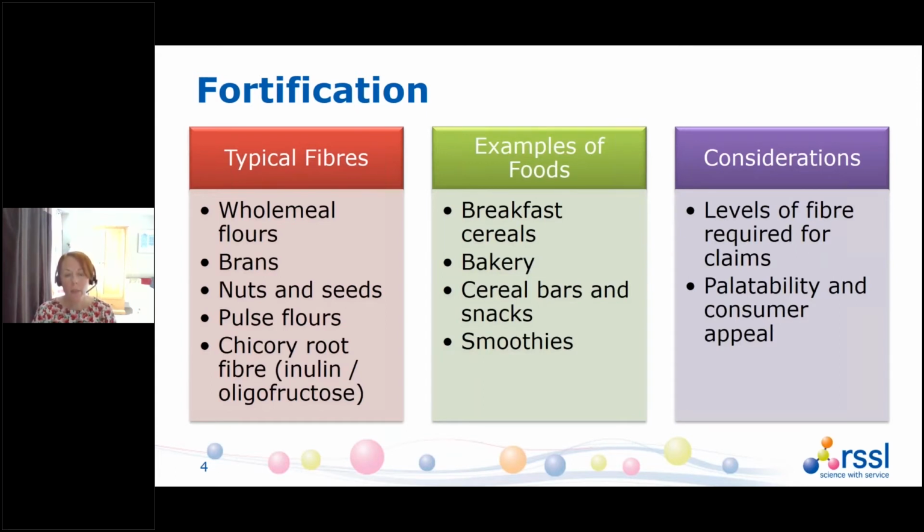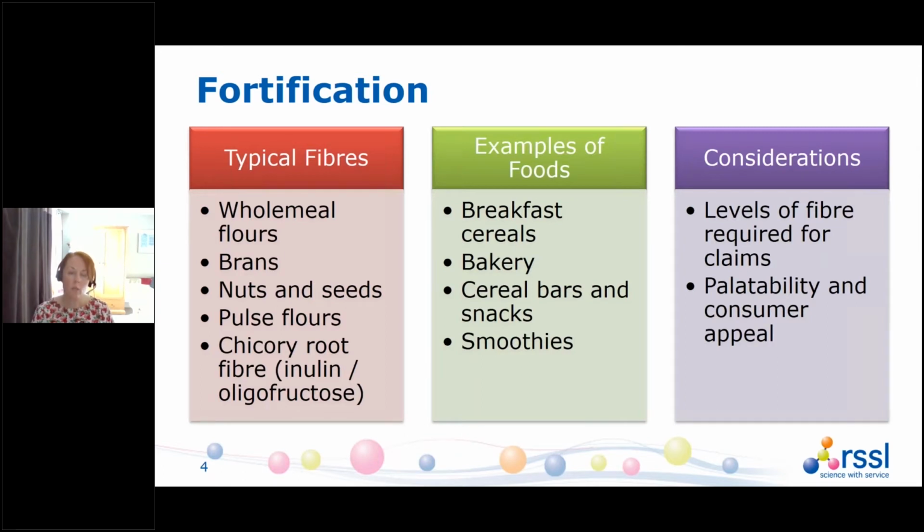And to be able to make a claim on the front of pack, you need to meet the levels which have been laid out and for Europe, that would be 3 grams of fibre per 100 grams in a source of fibre claim, or 6 grams per 100 grams for high in fibre claim. And these are fairly high levels of fibre. So you need to choose your fibres carefully depending on the food matrix you're working with.